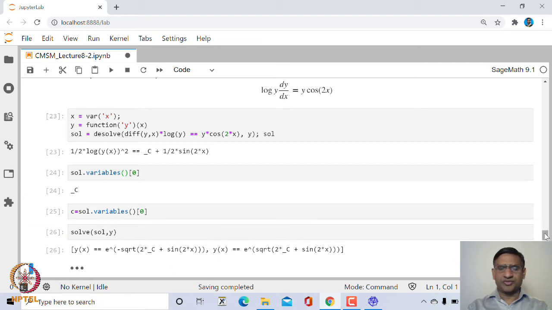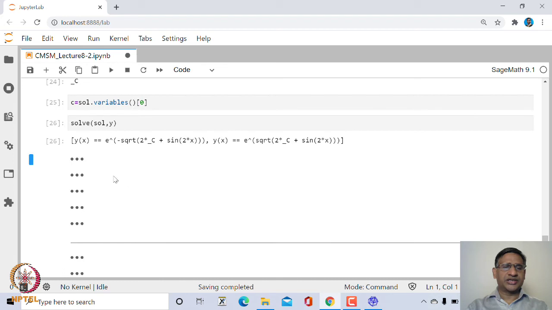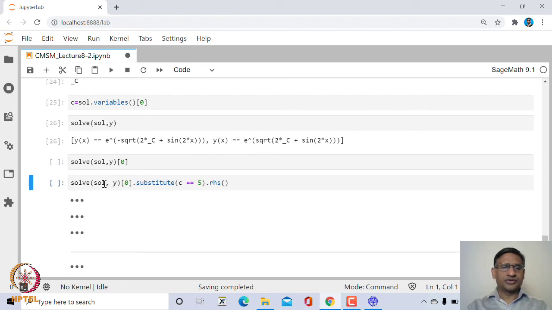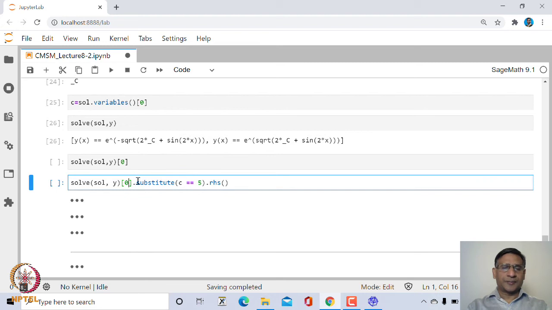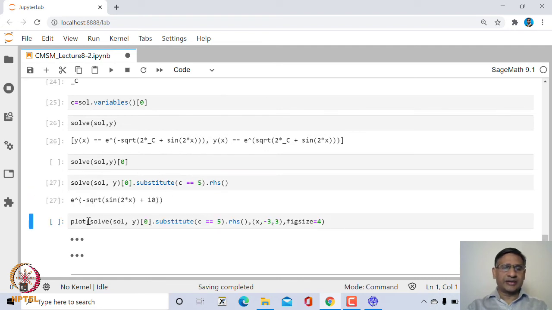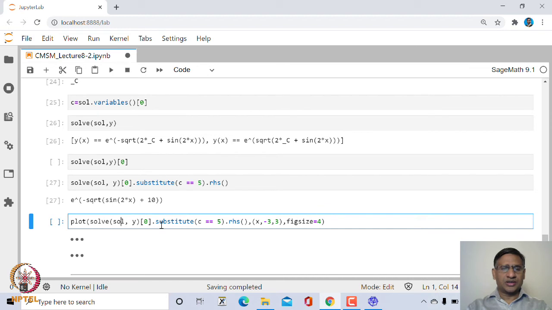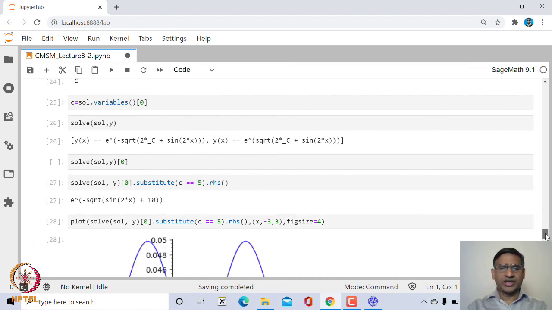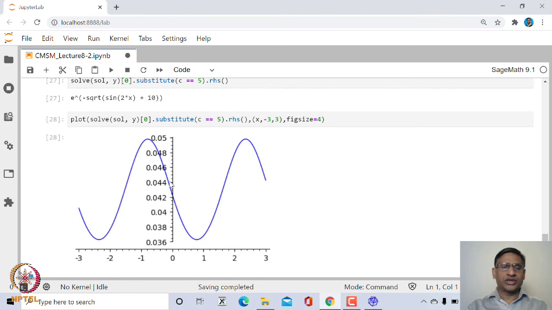So this is the same thing. Let us substitute this capital C by C is equal to 5. You can do that, and then you see how the solution looks like. And now you can plot the graph of this function. So this is a single solution curve with the constant of integration value equal to 5.